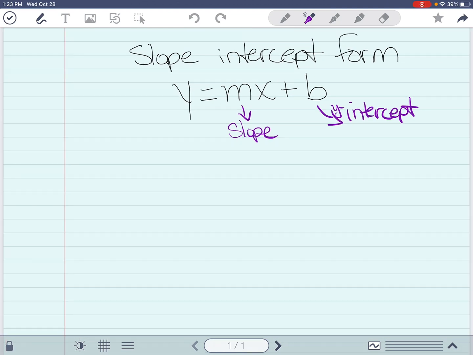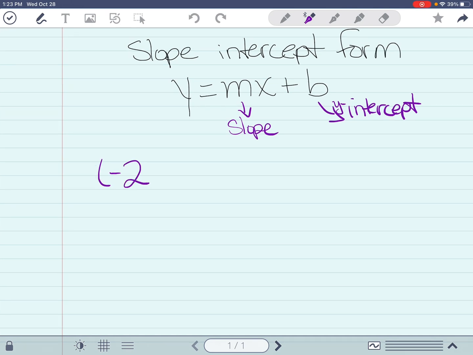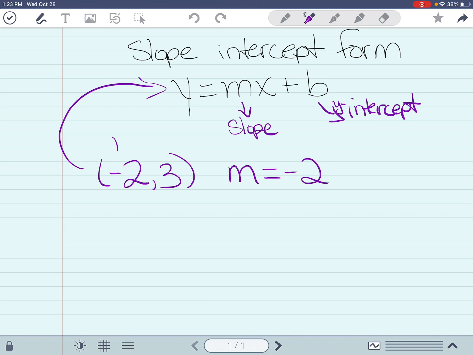And if you are given a point like (-2, 3), and you're given a slope, let's say of -2, you can write this equation given this point and this slope. Okay, and this is how you do it. You know that the point is an ordered pair, so you take these two values, one for x, the other for y, and you substitute them into the equation, the slope-intercept form, the equation of a line.